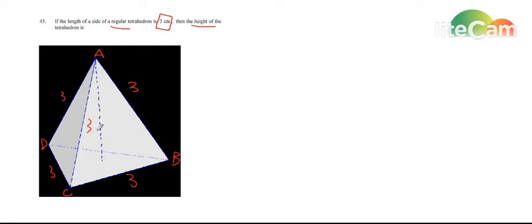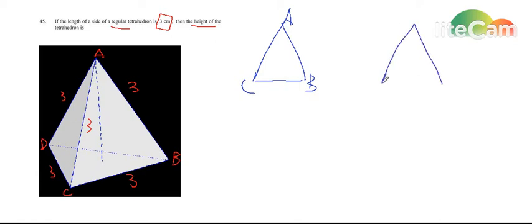How to find out this height? Firstly, we need to use the triangle ABC, this one. And also we need to use the second triangle, it is DCB. The reason is very simple.